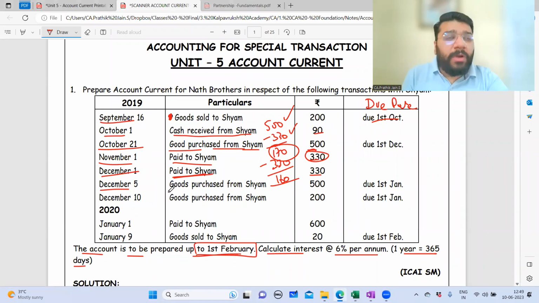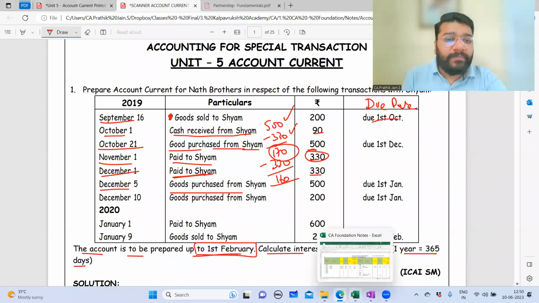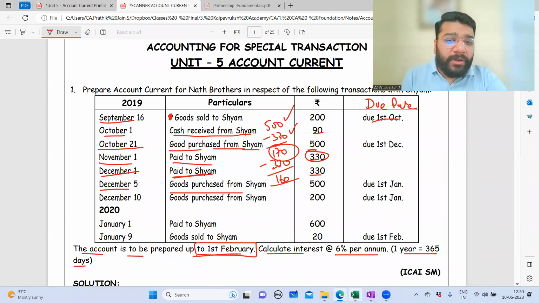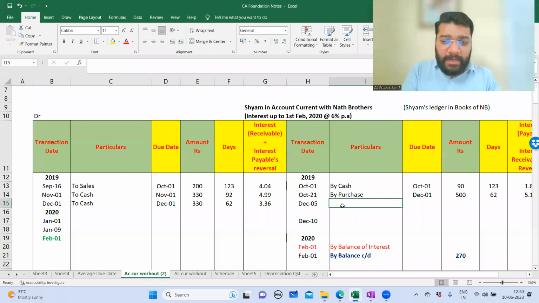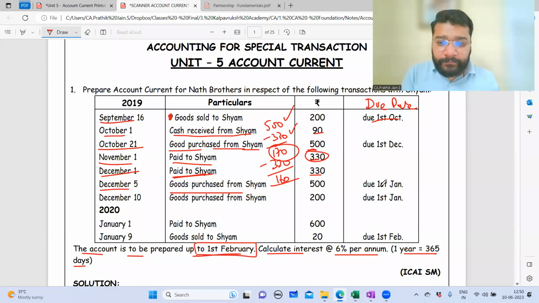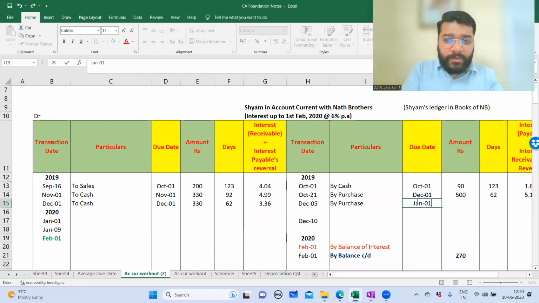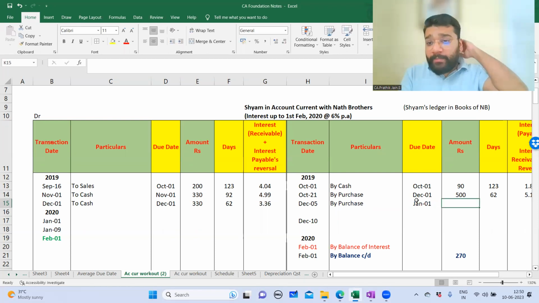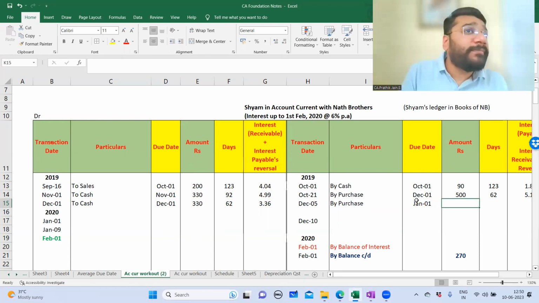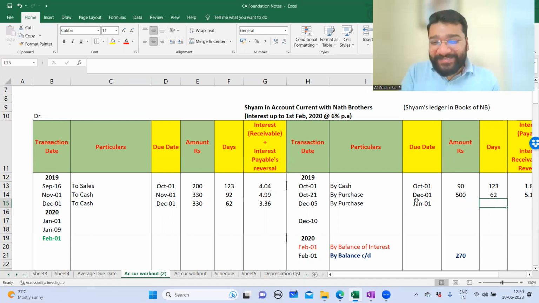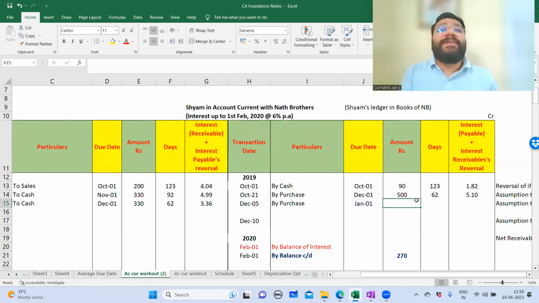No, sir. Now December 5, goods purchased from Sham. Entry please. Purchase to Sham. So can I say buy purchase on December 5? What is the due date? Jan 1 is the due date. So will you calculate the number of days from the due date or the transaction date? Okay, from the due date, Jan 1.